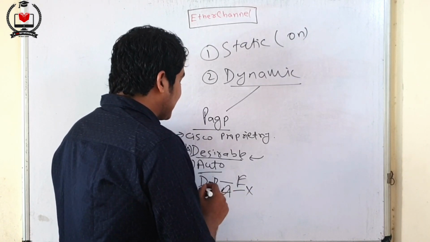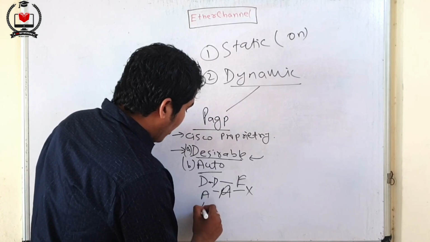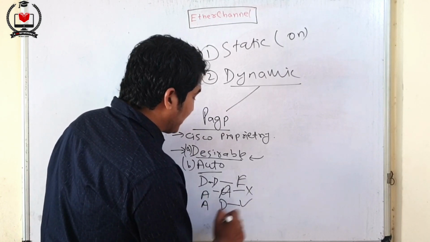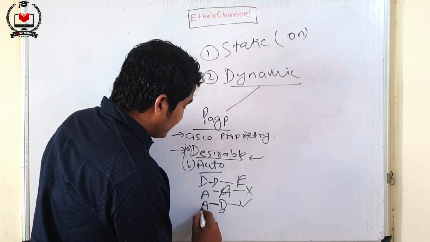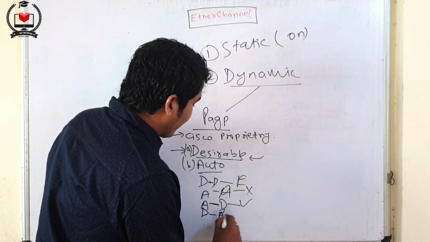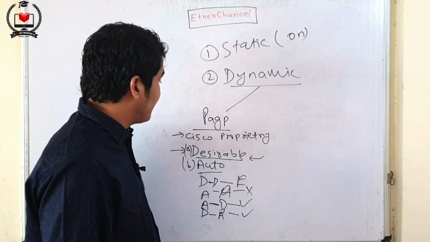In the same way, auto and desirable can form EtherChannel because it will initiate the negotiation, and desirable and auto will also form the EtherChannel, right?